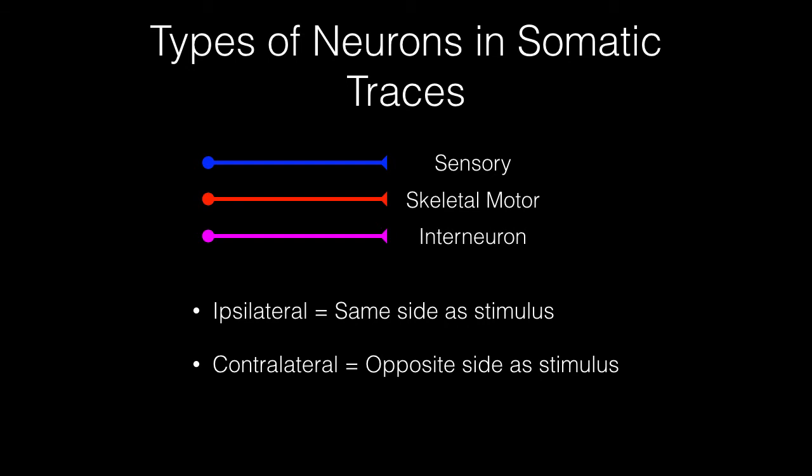There's this terminology, ipsilateral. Ipsilateral just means the same side as the stimulus. So if I'm getting burned on my right hand, the ipsilateral side is my right side. Contralateral is just the opposite. So if I'm getting burned on my right hand, the contralateral is my left hand.